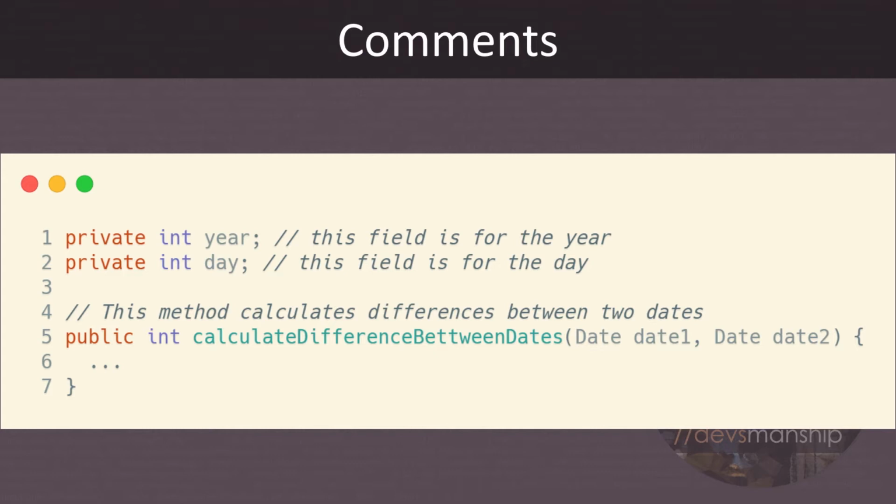Are these comments helpful? This field is for the year. This field is for the day. I know, I can read. I can see that this is a field, and I can see the name of it. I don't need a comment for that. See the method comment. It just repeats the method name. It doesn't make sense to write comments like that. Don't do it. There are two main reasons for that.